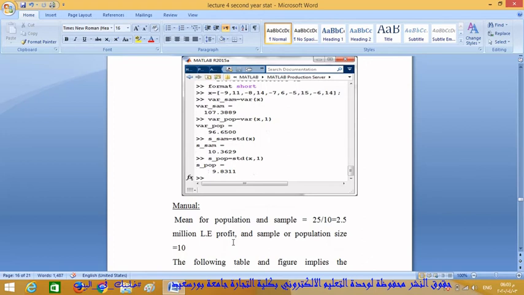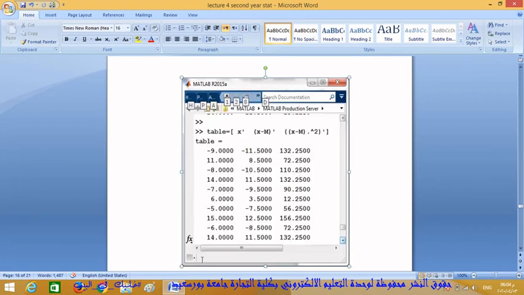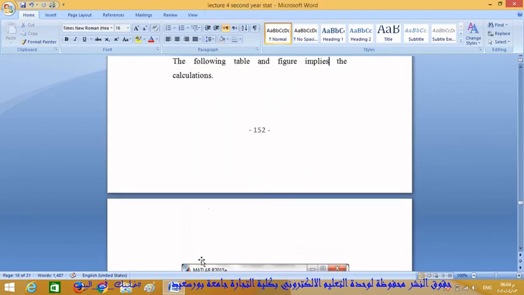Manual solution. First, compute the mean for population and the sample. Okay? The summation of X equals 25 and the number of observations equals 10, then the mean is 25 divided by 10 equals 2.5 million Egyptian pounds profit, and the sample observation size is 10. Okay, the following table figures imply the calculations.